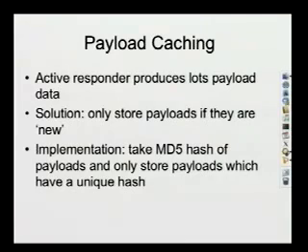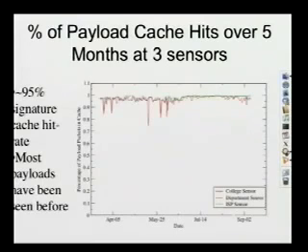So one of the problems with this particular approach is that if you start eliciting more payloads, you have more payloads to store. And we saw a drastic increase in the amount of stuff that we were storing on disk. One of the first solutions we tried to this was, hey, let's just store new stuff. And the way we did that was we took an MD5 hash of the payload and only stored payloads which have a unique hash.